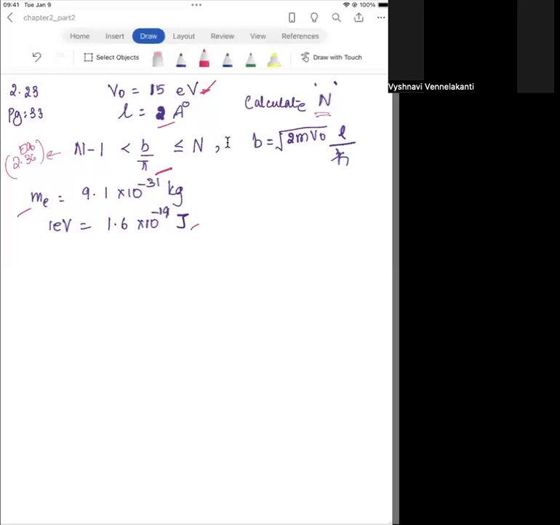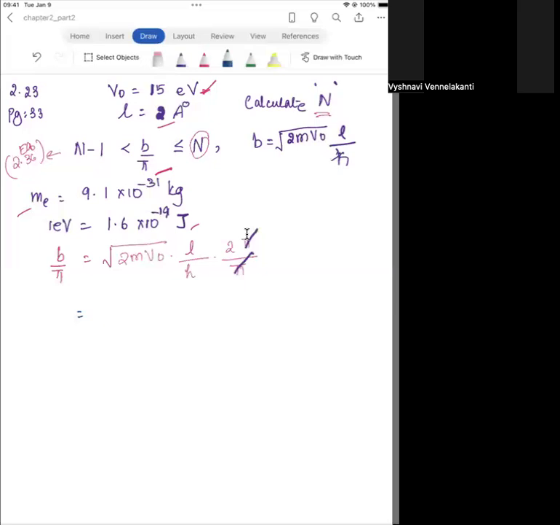So we need to compute B over pi to figure out the value of N. So B over pi would be the root of 2mV0 times L over h bar, which is nothing but h over 2 pi, right? Now this is B divided by pi. So let's just cancel this out. And now let's plug in the values, right?